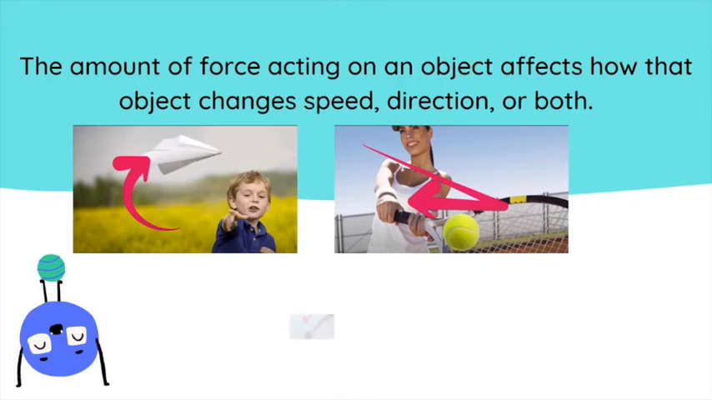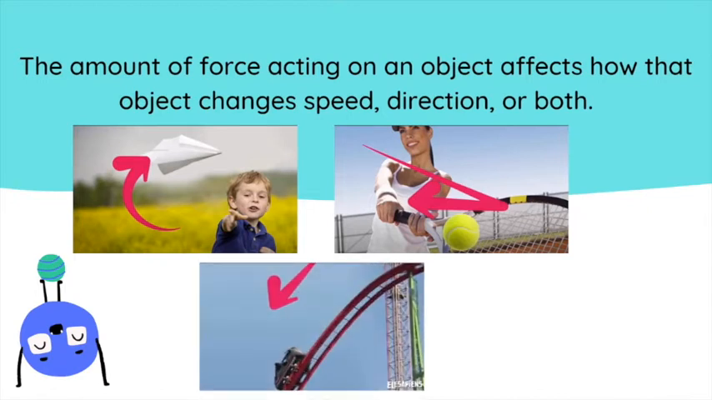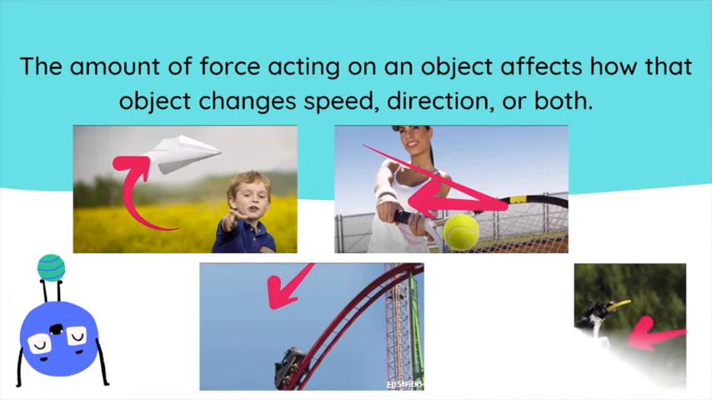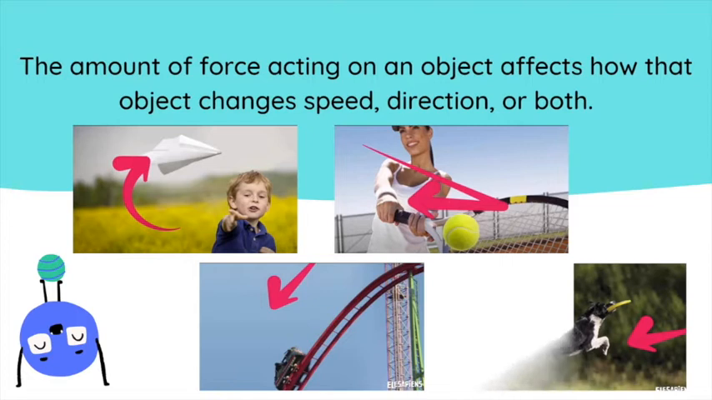So when we apply a force, depending on the amount, if it is too much or less, we can affect the object's position, speed, direction, or both at the same time. So we can make it move faster or stop the motion, make it go slower, or even change the way that the object is going to move.